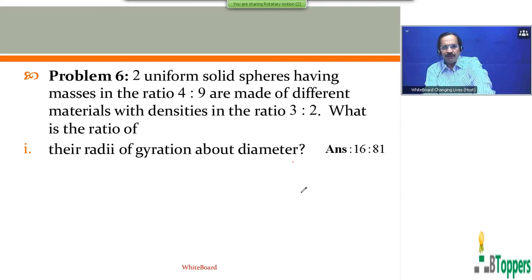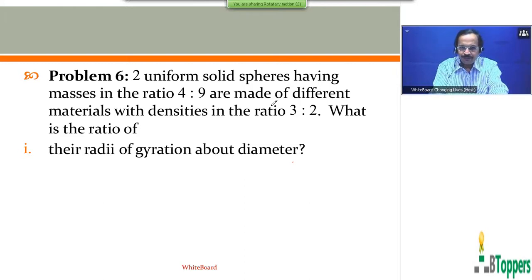So to find the ratio of the radius of gyration about a diameter, we have to first find the ratio of the radii. So you are given the ratio of the masses as 4:9 and the ratio of the densities as 3:2. So let us write the expression for the mass of the sphere in terms of the radius and density.